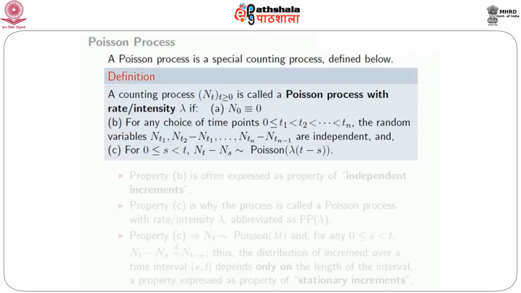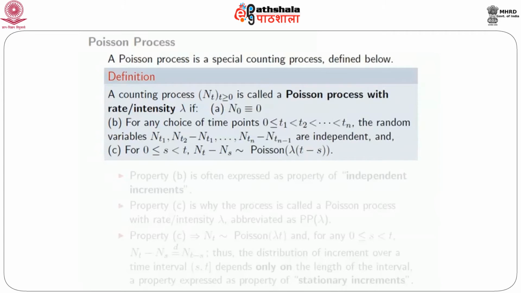So roughly what it means is that N_{t_1} is the number of events up to and including time t_1, N_{t_2} minus N_{t_1}, that increment, is the number of events occurring in the interval open t_1 to close t_2, and so on. They are assumed to be independent. And the last condition is why it's called Poisson process: for s less than t, N_t minus N_s, that is the number of events occurring during the interval open s to closed t, that random variable, which of course is non-negative integer valued, has a Poisson distribution with parameter lambda times (t minus s).